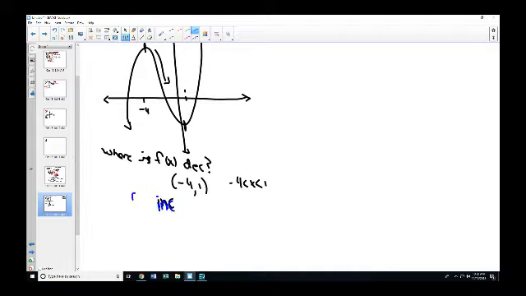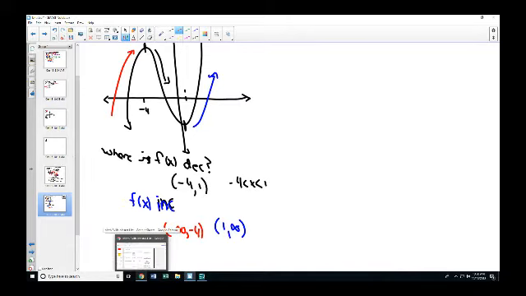Where's f of x increasing? Okay, so we have 1 to infinity. And what's that interval? Negative infinity to -4, right? So again, we're thinking left to right, correct? So negative infinity to -4, increasing. -4 to 1, decreasing. 1 to infinity, increasing. Okay.